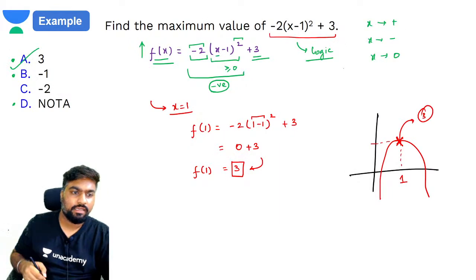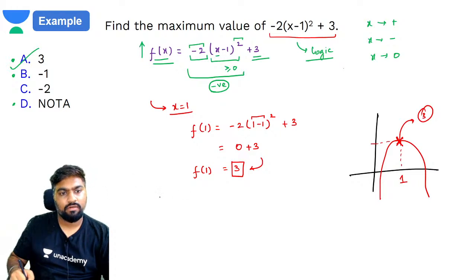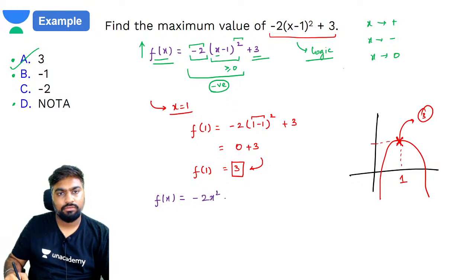प्रीवियस वाले का नहीं आ रहा है क्या फॉर्मूला से? प्रीवियस वाले का क्या आया था? f of x was equal to minus 2x square plus 4x plus 1. Is this right? यही था क्या?